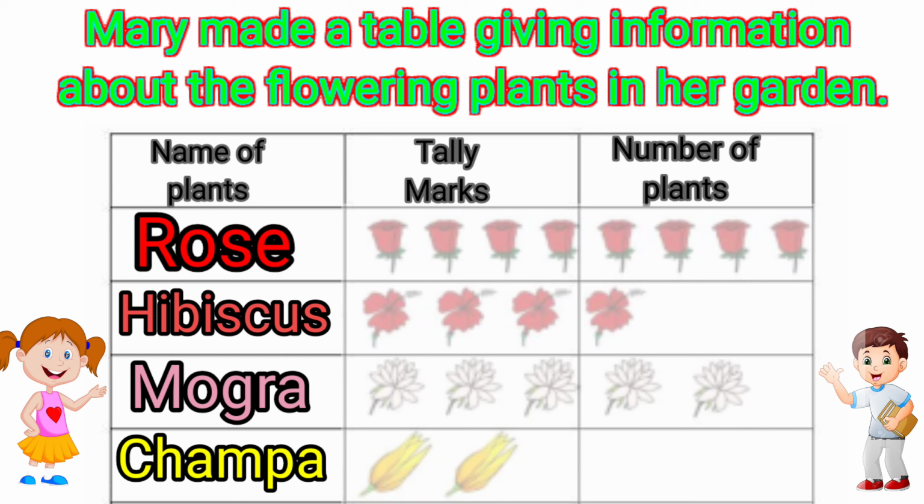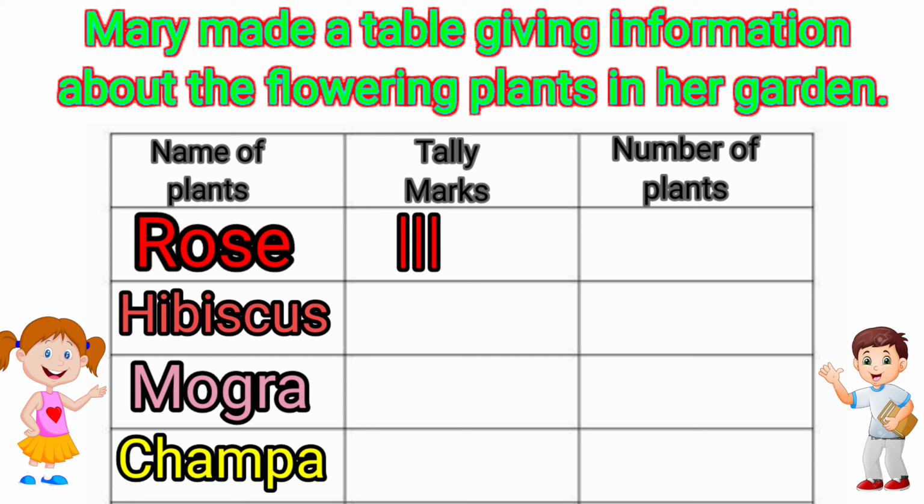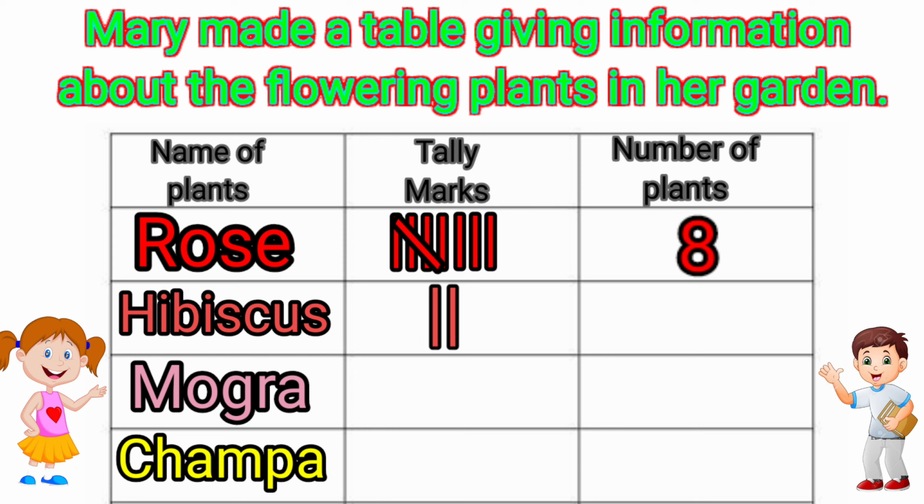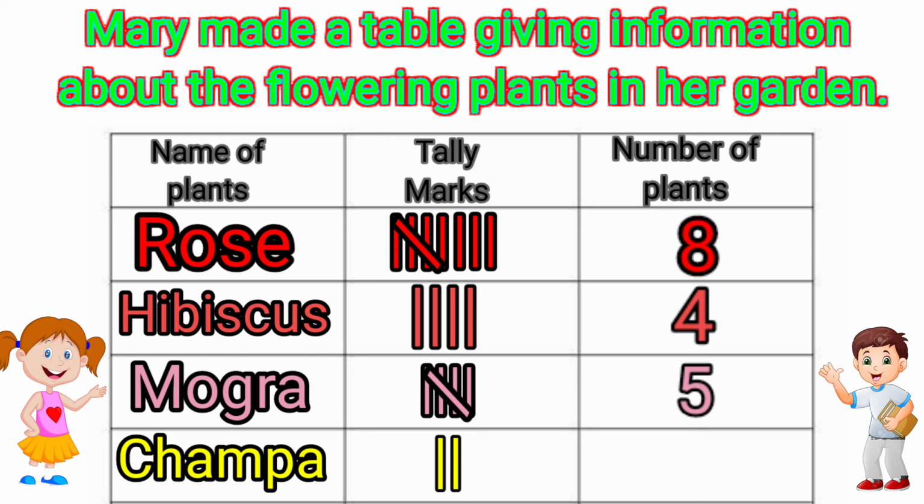Sonu, help me to count. So how many rose plants are there? 1, 2, 3, 4, 5, 6, 7, 8. So here total number is 8. Now next is hibiscus. 1, 2, 3, 4. Mogra. 1, 2, 3, 4, 5. And last is champa. 1 and 2.